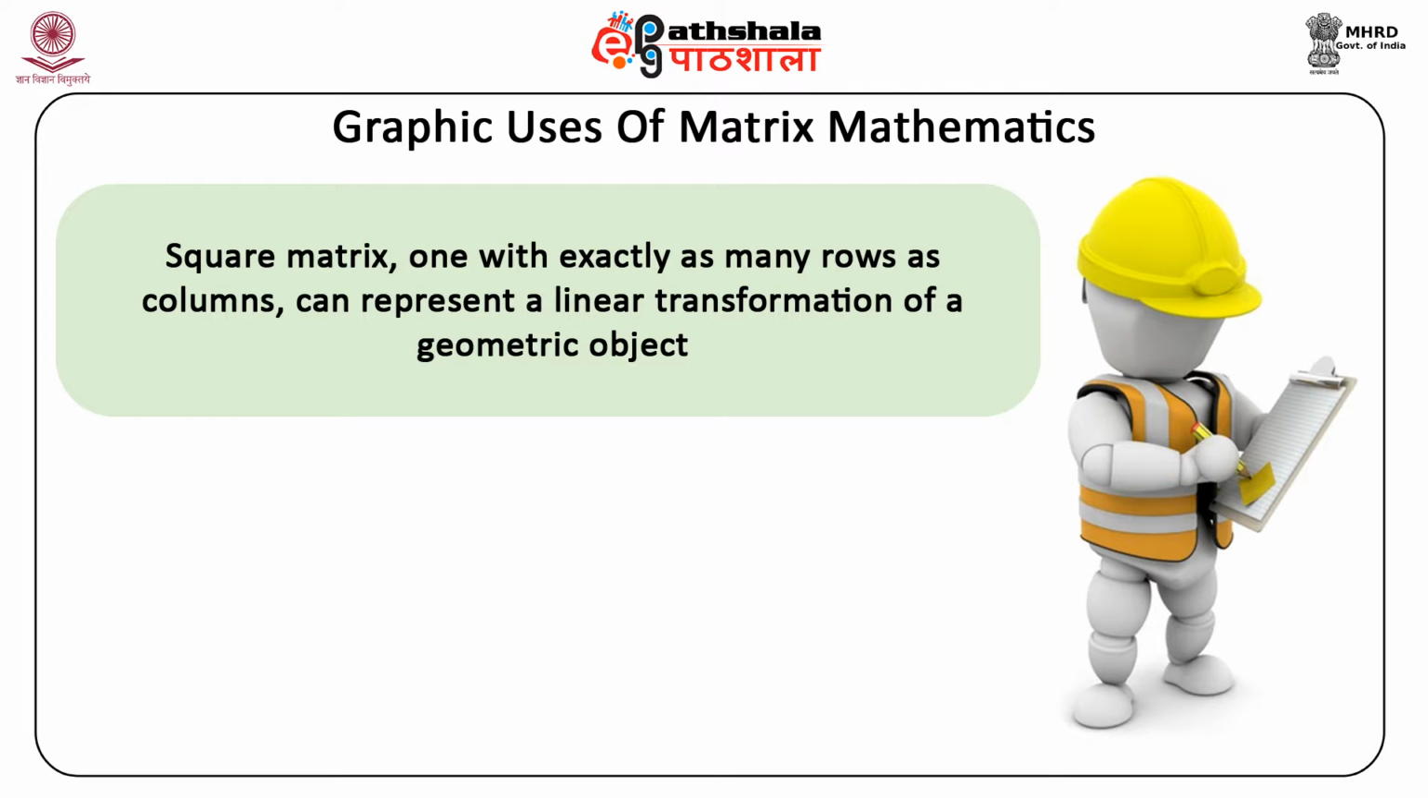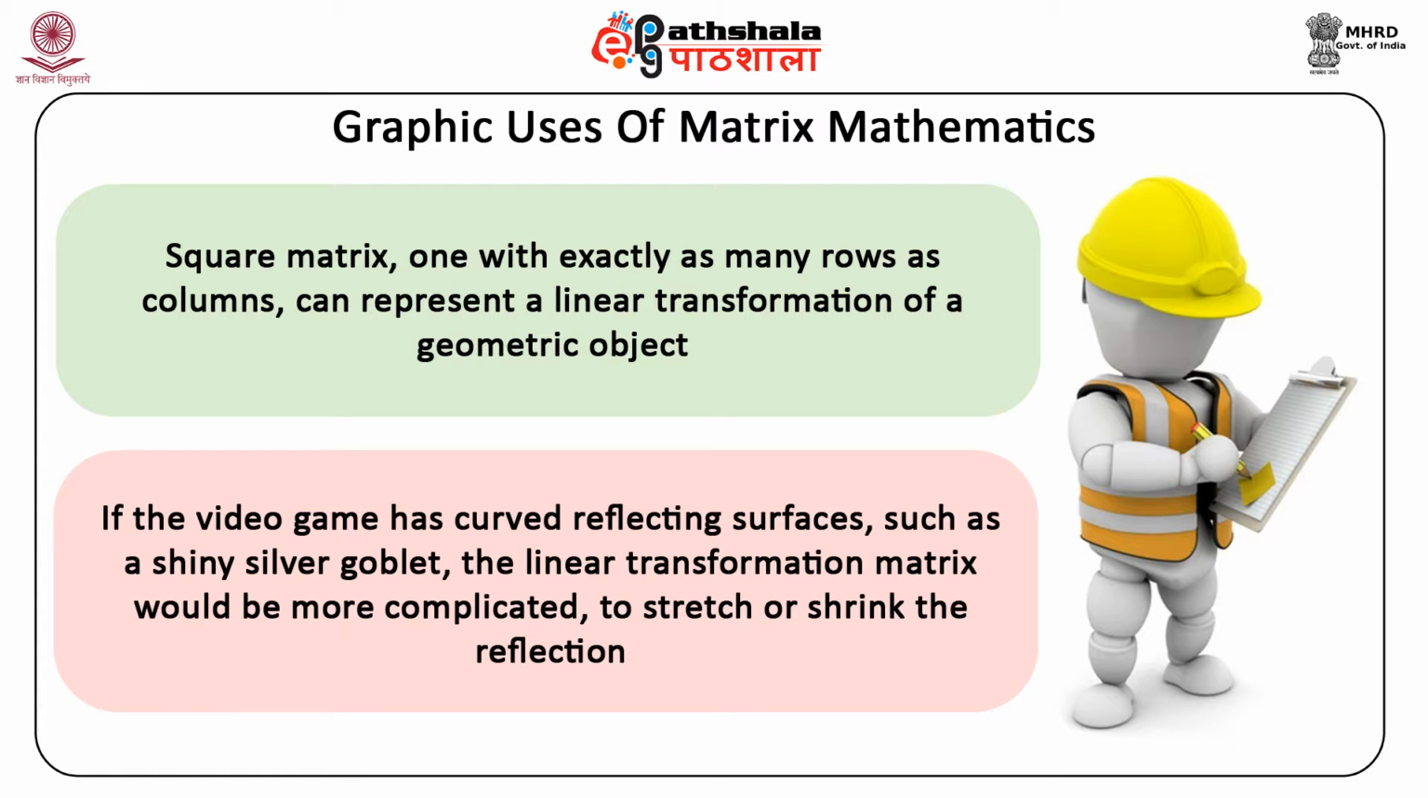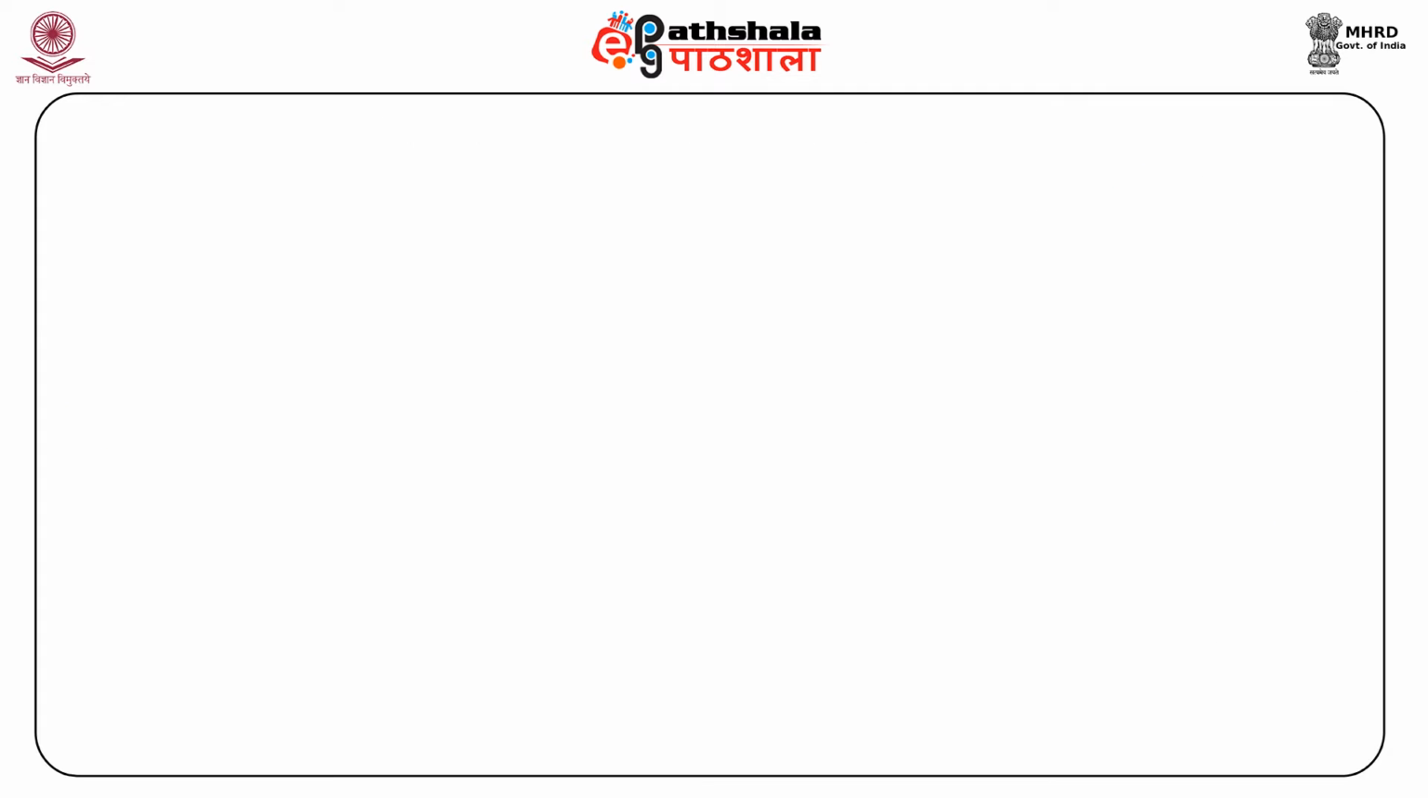A square matrix, one with exactly as many rows as columns, can represent a linear transformation of a geometric object. If the video game has curved deflecting surfaces such as a shiny silver goblet, the linear transformation matrix would be more complicated to stretch or shrink the reflection.